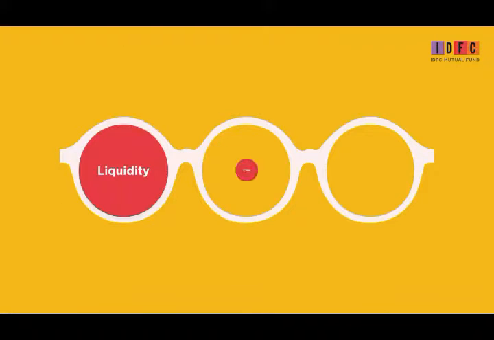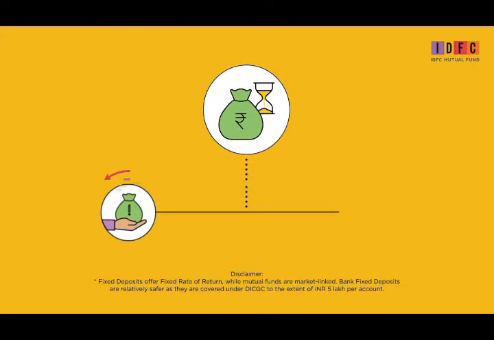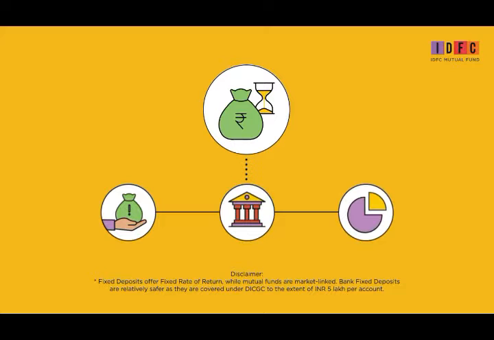The second category is core. These funds limit the duration risk, that is, they maintain a short to moderate maturity profile. They also limit the credit risk. They are ideal for investors looking for a suitable substitute for fixed deposits. Core is the most important component of your portfolio and should have a large allocation.